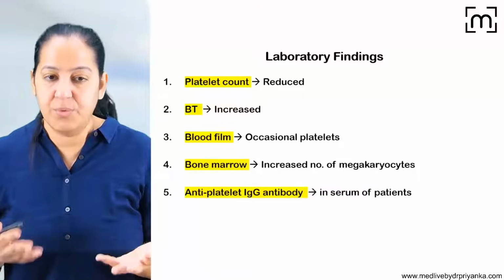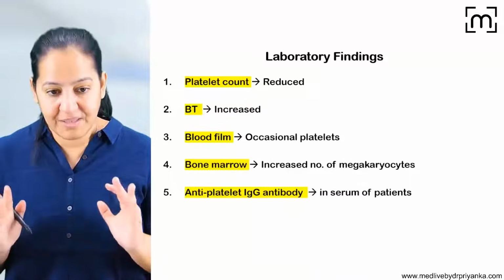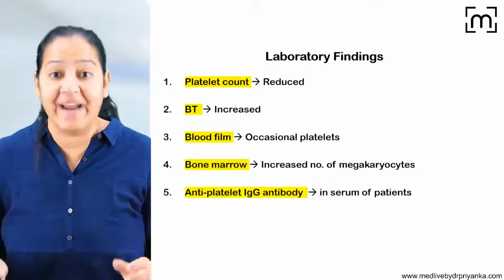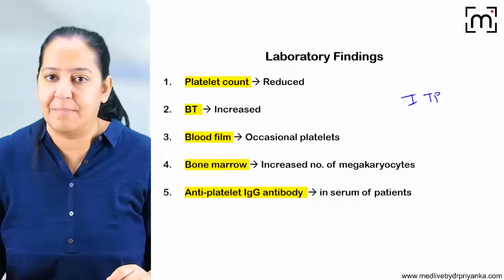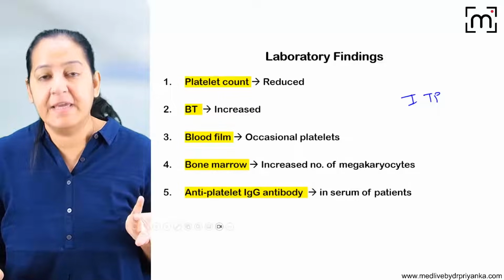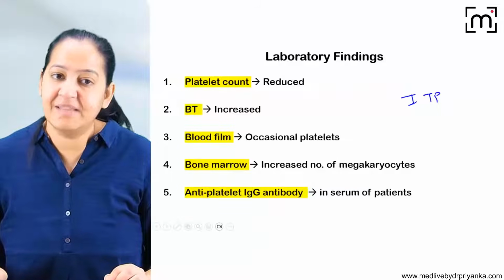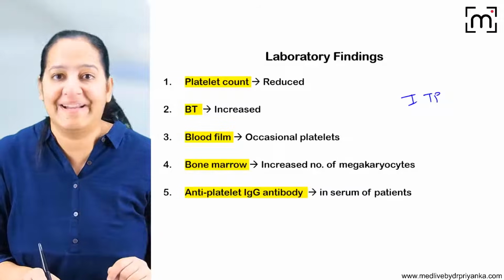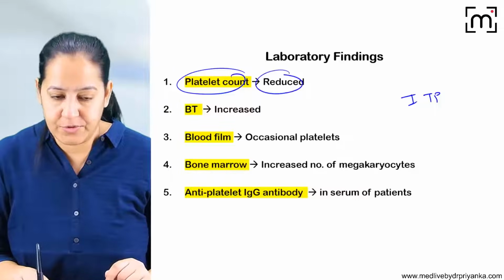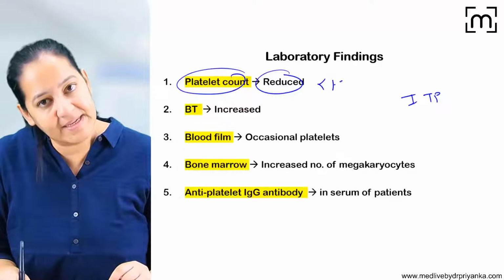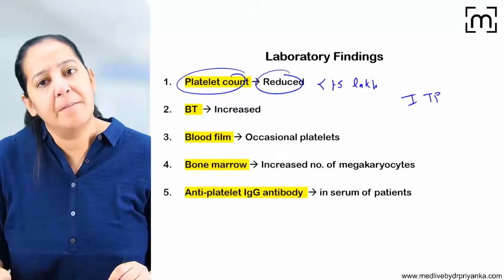What investigations would you do in such a patient? For example, a patient is coming to you and you are suspecting ITP, immune thrombocytopenic purpura. What investigation will you do? You will do a CBC. In the CBC, you will look for the platelet count. Here the platelet count is reduced. The first thing you will notice, the platelets are less than 1.5 lakh per microliter.